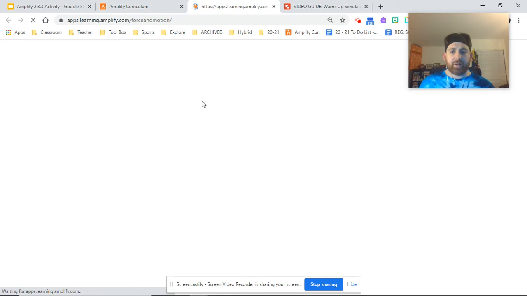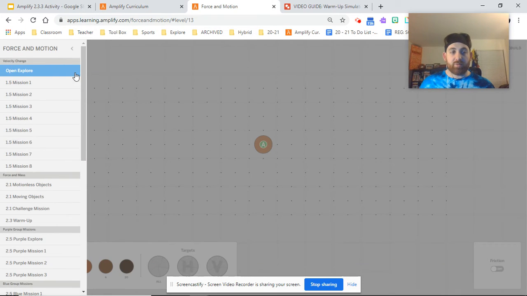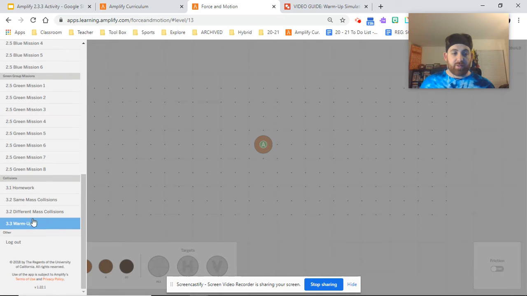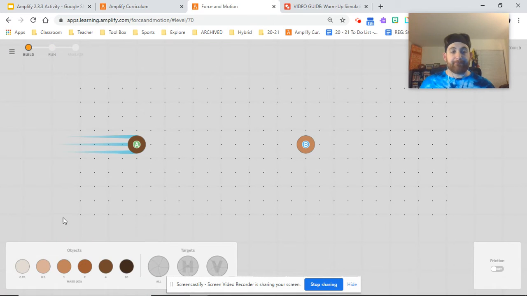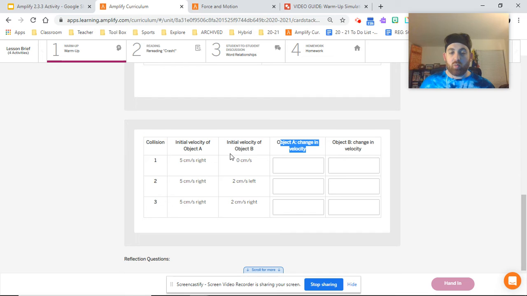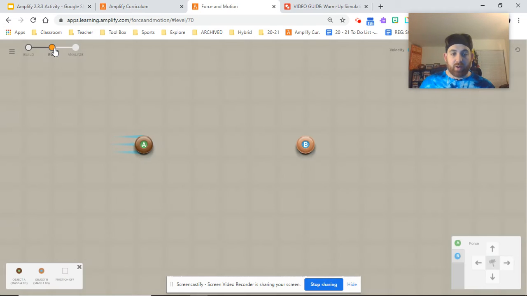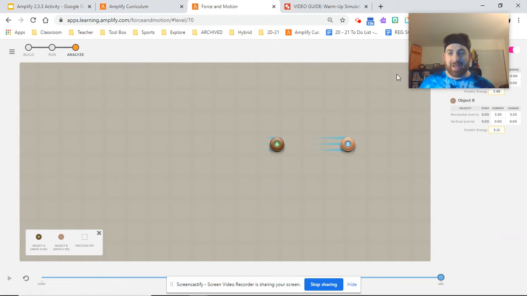So we're going to click on our simulator here. It's going to take us to this page. You're going to need to go to the top left corner to find the sim menu. And from here, you'll need to scroll all the way down to find the 3.3 warm-up activity. From here, you'll have to look back at your data table to figure out what I need to set my initial velocity to, and then we'll look at how to find the change. So I'm going to use a different velocity than we're used to. I'm actually going to put my velocity here at 2. But I'm going to look at hitting my run button, allowing the collision to happen, then hitting my analyze button.